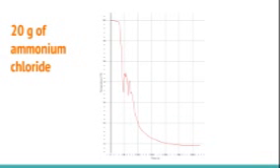This is a temperature graph when 20 grams of ammonium chloride was added. The temperature dropped by 5 degrees Celsius within the first 75 seconds of adding the ammonium chloride, and continued to drop until the final temperature change was 6.3 degrees Celsius.